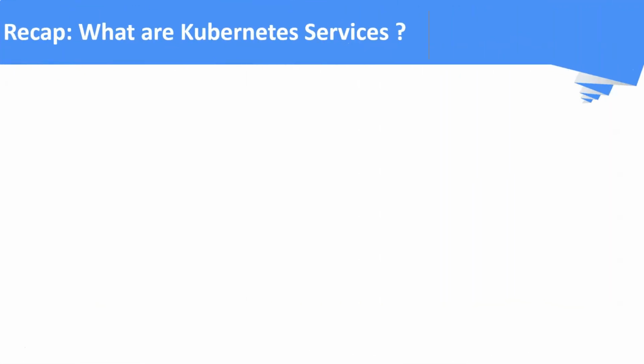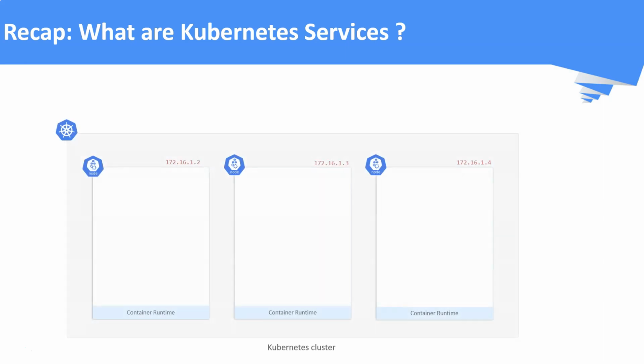Just a recap on what Kubernetes services are. The basic problem with pod networking is that pods are ephemeral and can be destroyed and created at any time. So it is not viable to depend on the pod IP addresses, as they may change from time to time. To solve this problem, we use Kubernetes services.